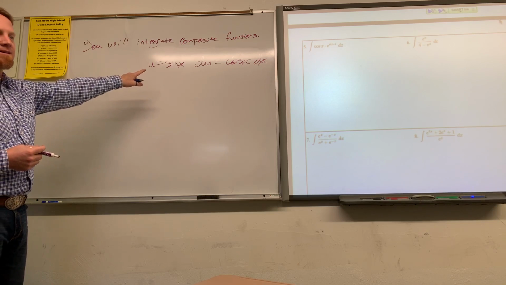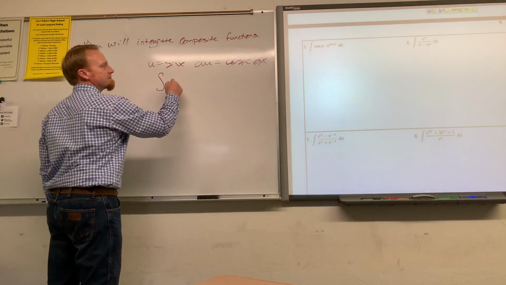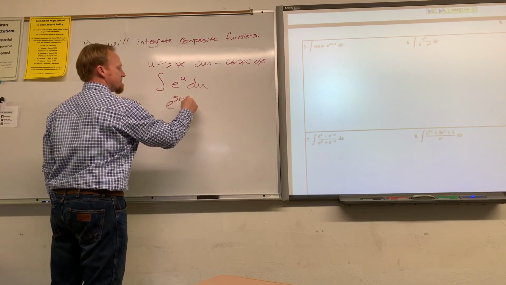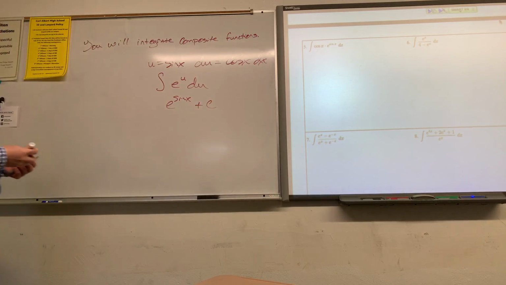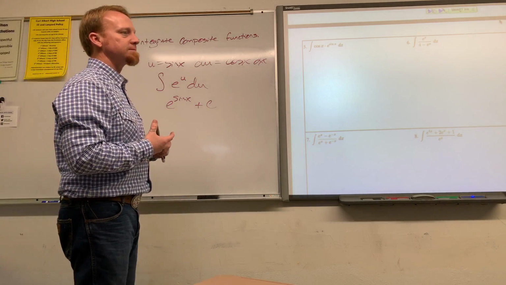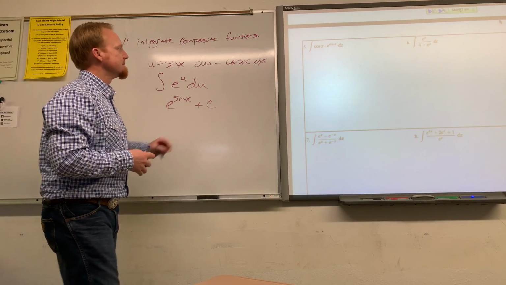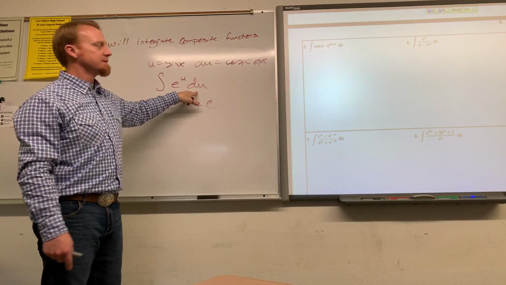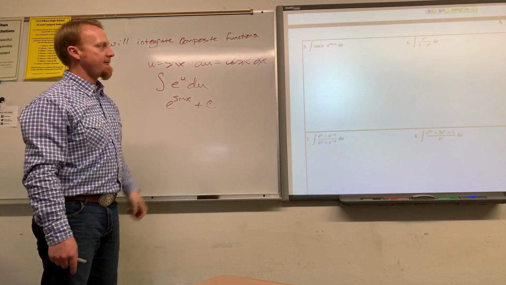The answer is e to the sin x plus c. Everybody with me? It seems so easy. Did you cancel them out? The cosine x dx turned into du, so the sine of x turned into u. That's why it's equal to that.